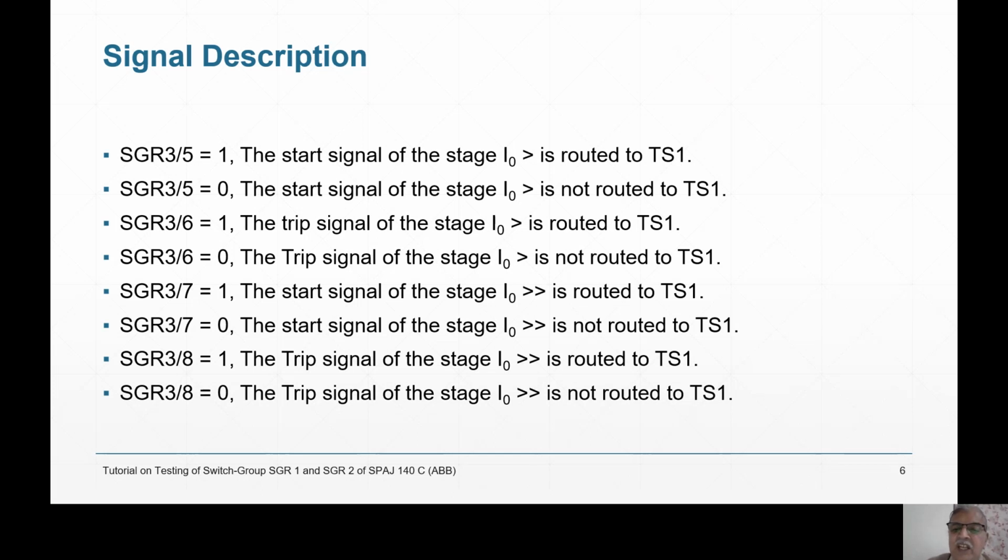Another relay means that relay controls another breaker. Relay is same, two breakers. 7 equal to 1, start signal I0 double greater than is routed to TS1, and 8 equal to 1, I0 double greater than is routed to TS2, the another relay E.